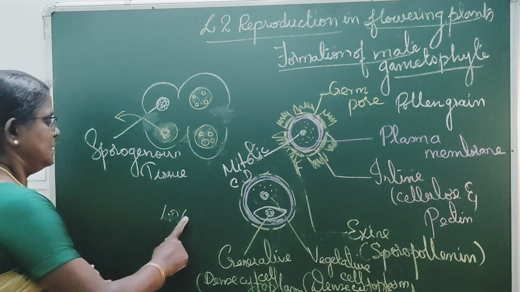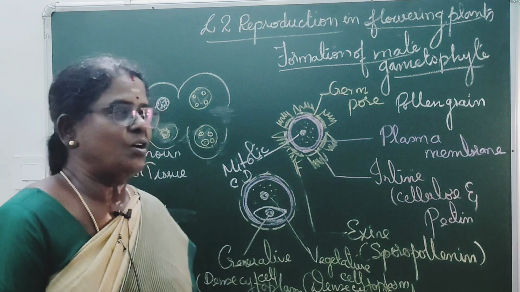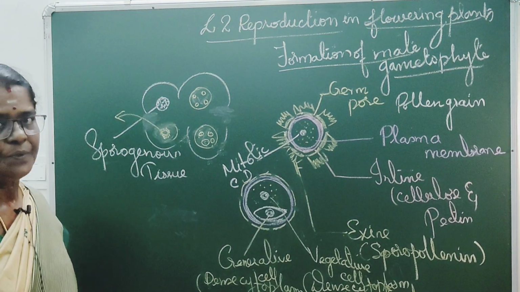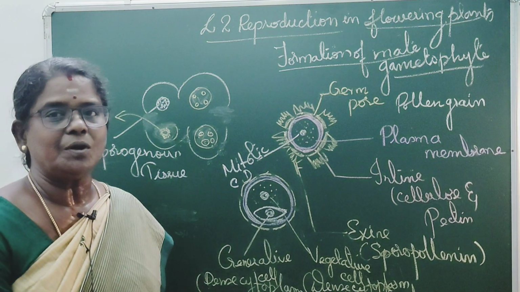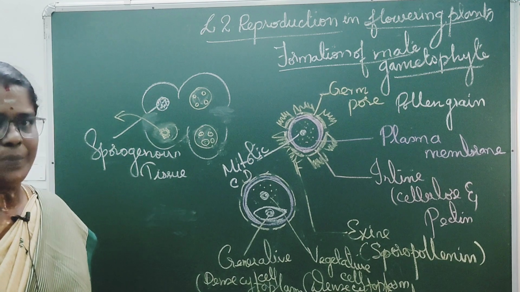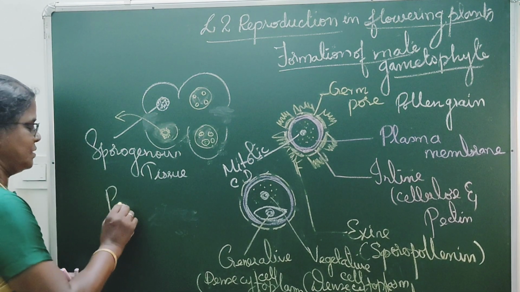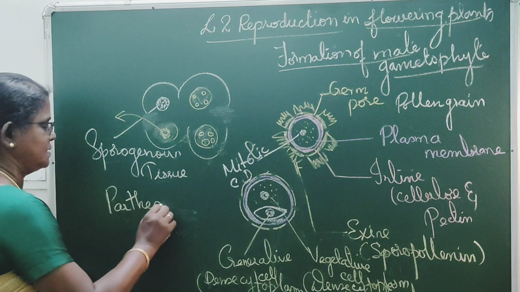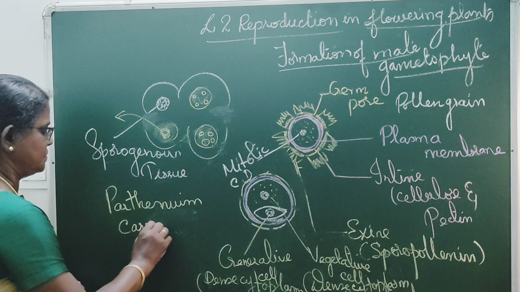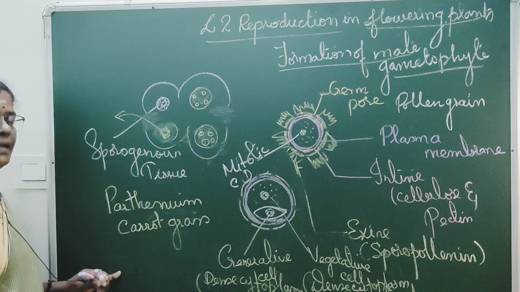Now you listen here. This pollen grain is an allergen and causes bronchitis affliction in some people. It is causing bronchitis affliction and some allergies to some people. Mostly, if you see, that is the Parthenium plant. That Parthenium plant is known as carrot grass.